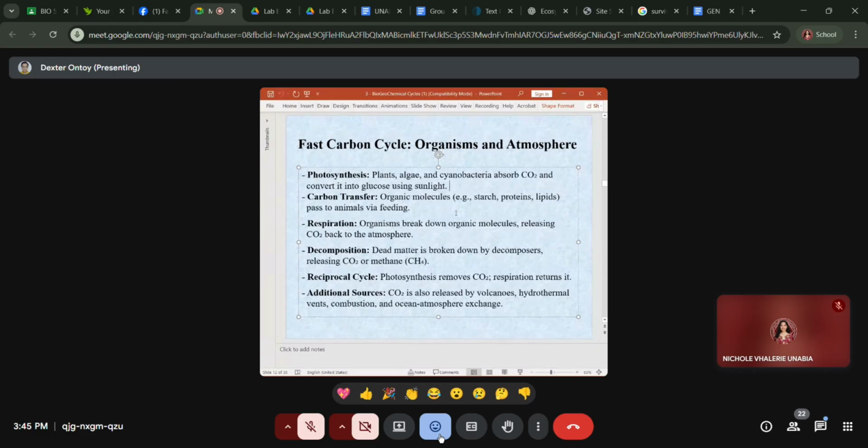These are the different kinds of bacteria that decompose organic compounds, and in the process, release not only CO2 but as well methane. So not only carbon dioxide or CO2, but as well methane, which is CH4, one carbon with four hydrogen atoms. And then we also have reciprocal cycle.